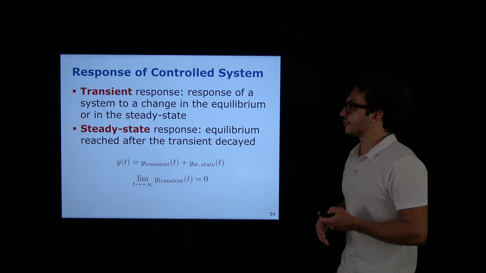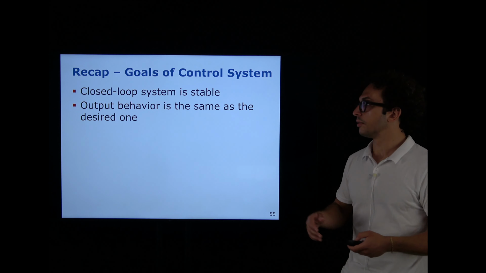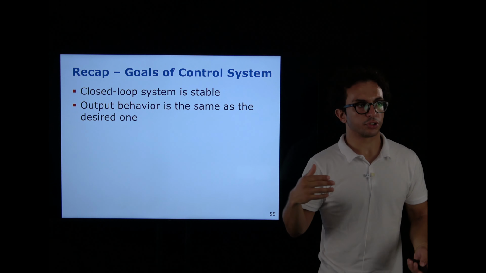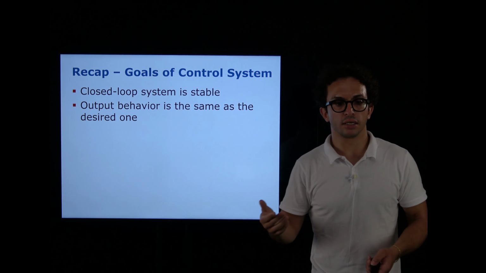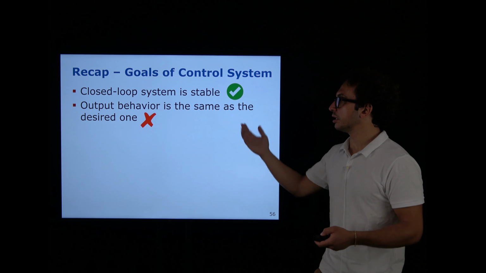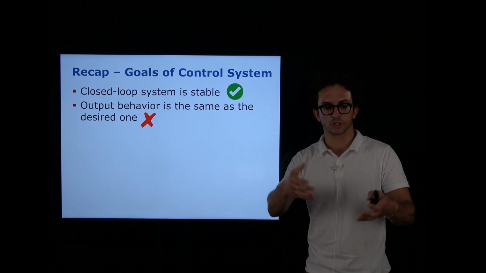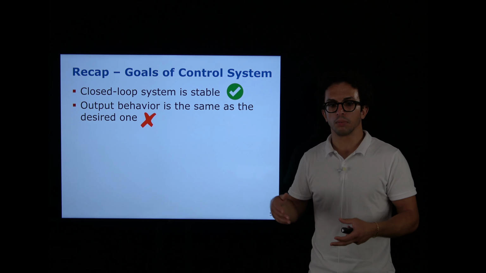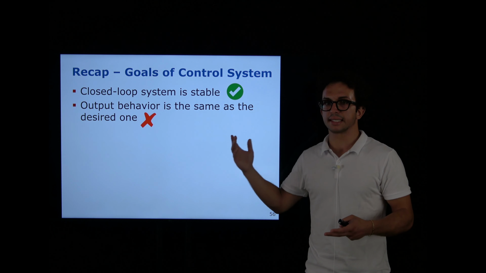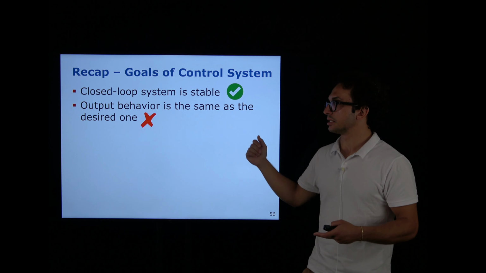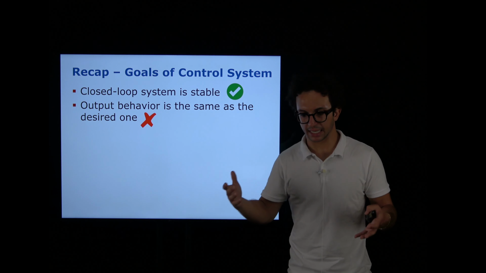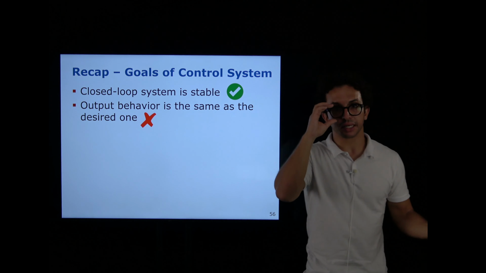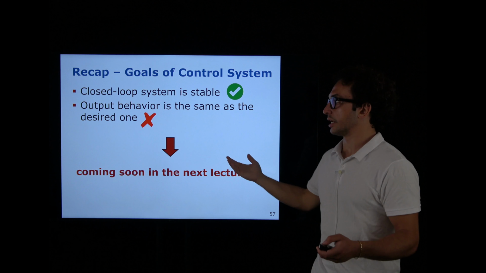So, as a recap of what we've seen so far, these were the two goals that we wanted to get, and honestly speaking, we talked about stability, we talked about this transfer function and how we build them and how we can design eigenvalues and so on and so forth, but we didn't say anything about the output behavior being the same as the desired one. We didn't say anything about the steady state error being zero, basically. Well, this is a bit of a more complicated concept, which will come in the next lecture.